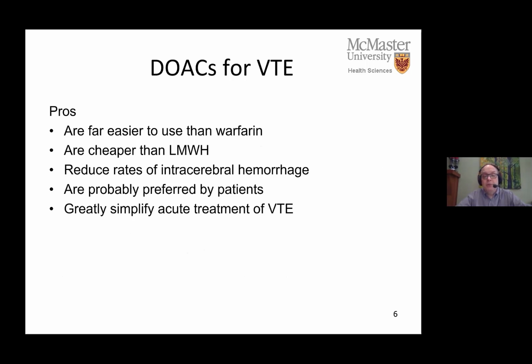And they greatly simplify the management of acute VTE. And in the era of COVID, which I'll refer to as the plague during the course of the talk, when you have the plague around, patients really don't want to be going for lab testing. So in fact, the DOACs have a huge advantage during the course of COVID. How do these things work?